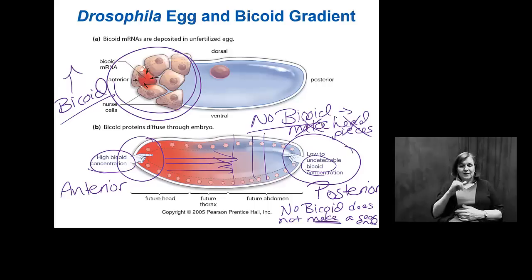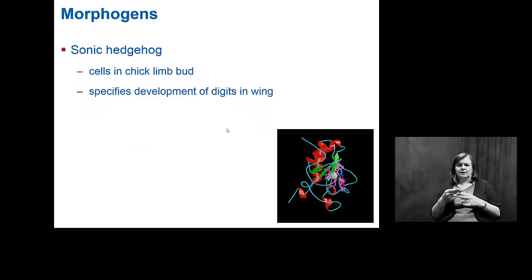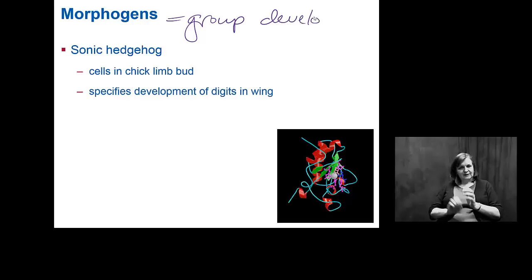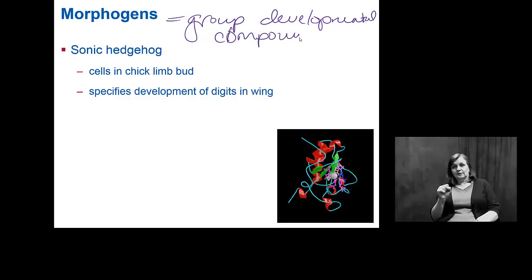So the orientation of our fruit fly is then established very, very quickly. You also see they've set up dorsal and ventral here. That's actually regulated by other proteins. We're focusing on the bicoid for now. One particular morphogen, so a morphogen is a group of developmental hormones, we'll call them compounds for now.